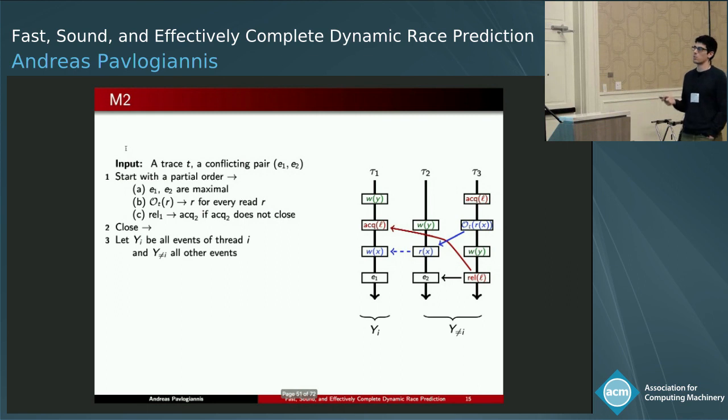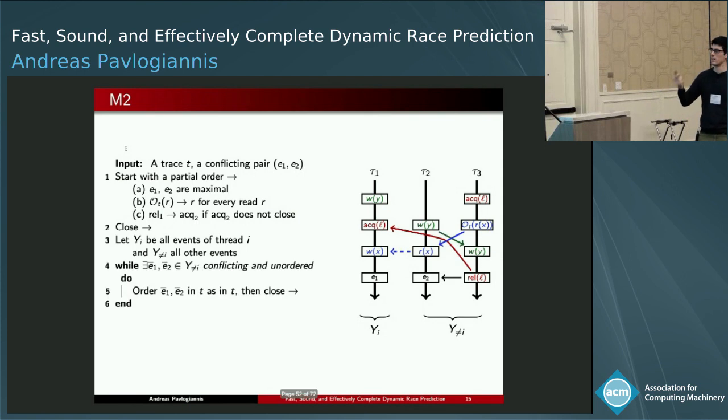It will non-deterministically choose some thread I and will partition the set of events into two sets. Yi is going to contain all the events of thread I, and Y not I is going to contain all the other events. And now the non-deterministic choice happens in this loop where we iterate over pairs of events that are conflicting and belong to the set Y not I, and we're going to order them in the same way as in the input trace.